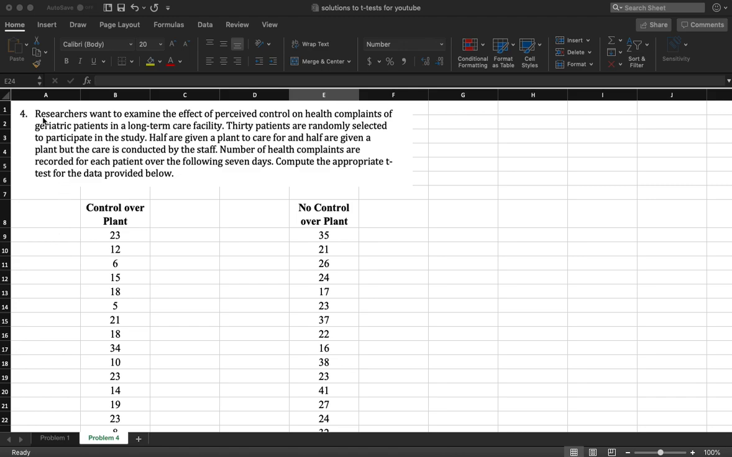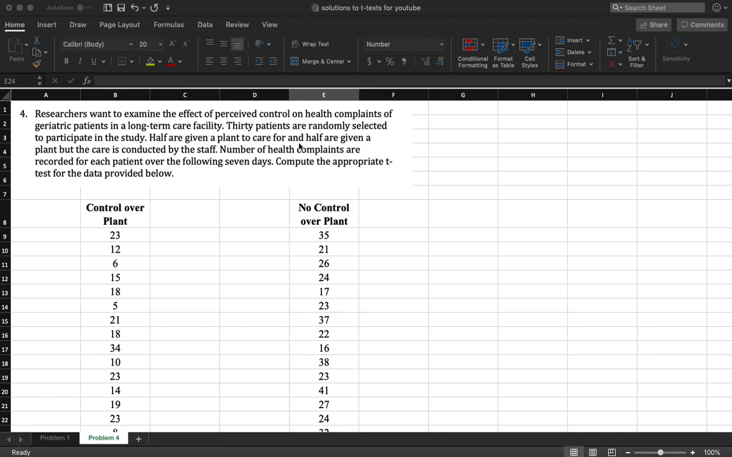So let's read about this problem and we'll decide which t-test to use. Researchers want to examine the effect of perceived control on health complaints of geriatric patients in a long-term care facility. 30 patients are randomly selected. It doesn't say randomly assigned, it says randomly selected. This has to do with sampling, not with experimental design. So they're randomly selected to participate.